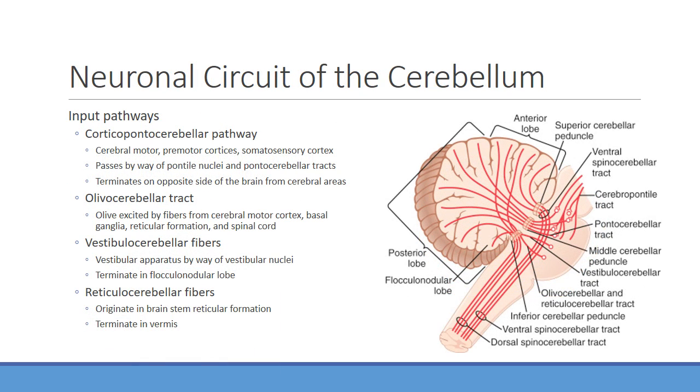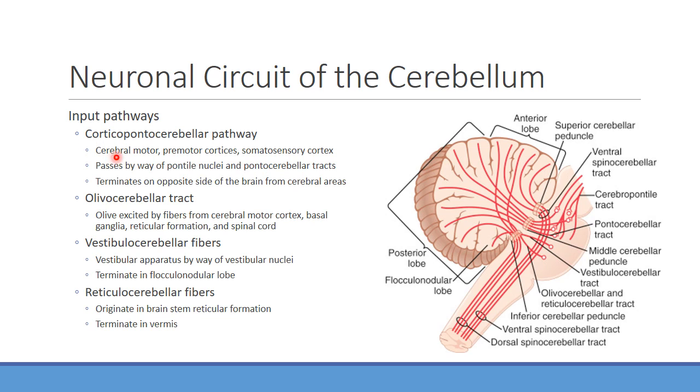Okay, so looking at the input pathways, there's going to be several different, and this is important for understanding how the cerebellum is able to take all these different inputs and then output them back out, and for helping with things like coordination, timing, making sure we're judging distance correctly, based on all these different inputs that are coming in here. And so the first one is going to be this cortico-pontocerebellar tract. Sorry if I say any of those wrong.